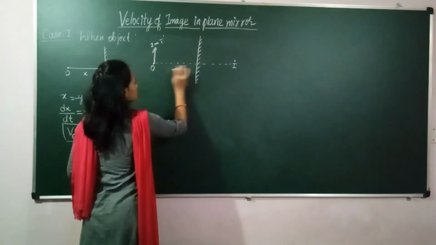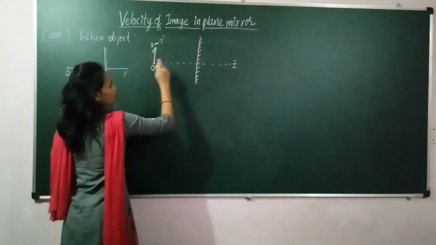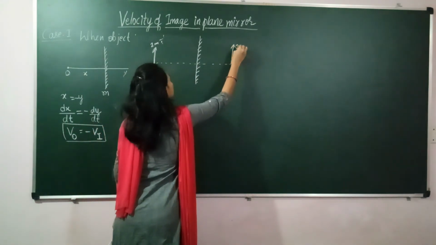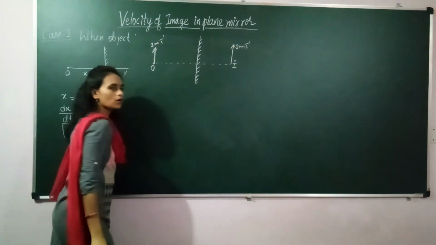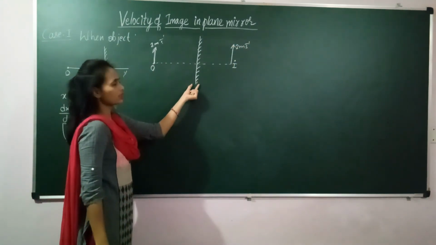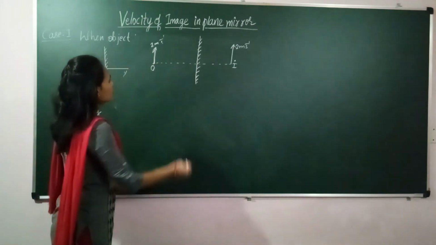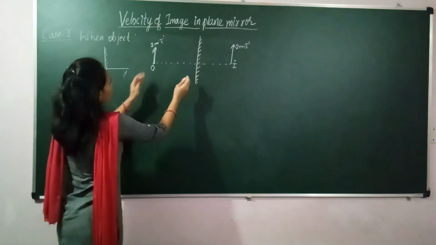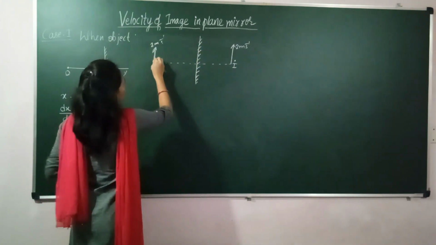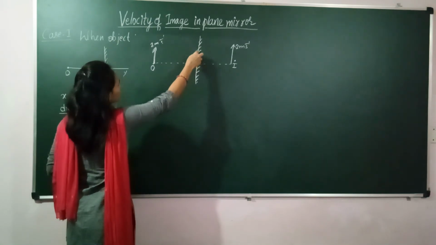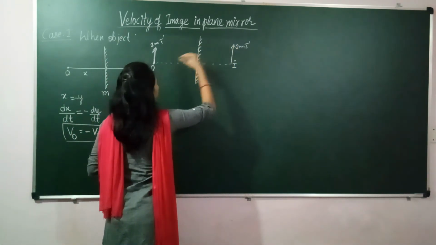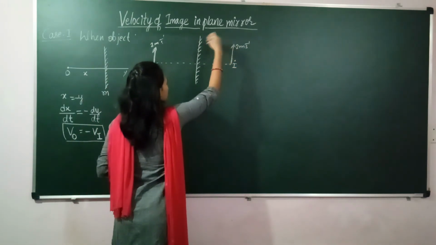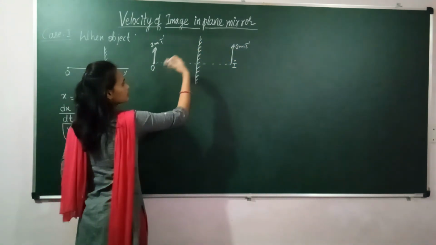So this distance and this distance both are always equal. Here this is the object and here this is the image. So this image will also move in this direction at a speed of 2 meter per second. So now if this is your plane mirror, and this is the object which is kept at some distance, and this object is moving parallel to the mirror, then the image is also moving parallel in the same direction. This is moving upward, this is also moving upward.